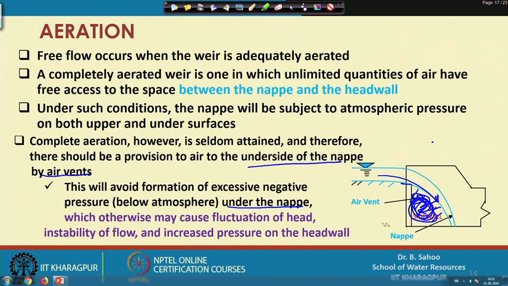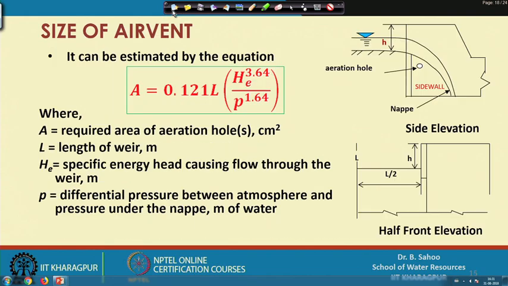So, we have to provide designs, or you have to choose appropriate holes for this, which are generally provided at the side walls. So, 2 holes at 2 side walls. Now, how to design the size of air vent? This can be estimated by the equation A equal to 0.121 L into h_e to the power 3.64 divided by p to the power 1.64.